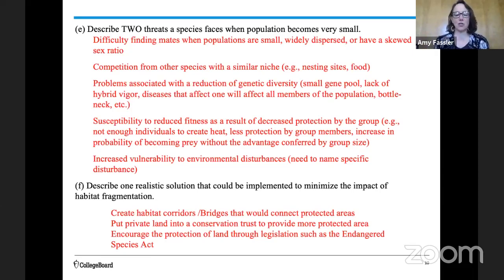I could put land into a conservation trust. I could get private landowners in that unprotected area to agree to keep their private land in a conservation trust and maintain that habitat. I could try to educate those private landowners about the value of keeping their habitat intact, so that those animals have room to move. And I could use a legislative solution. I could encourage protection of the land through the Endangered Species Act, because if an animal is listed as endangered, just by the nature of that act, by the criteria, we also protect its habitat.